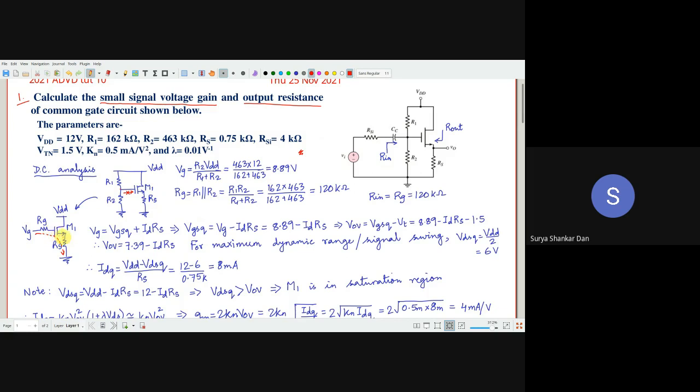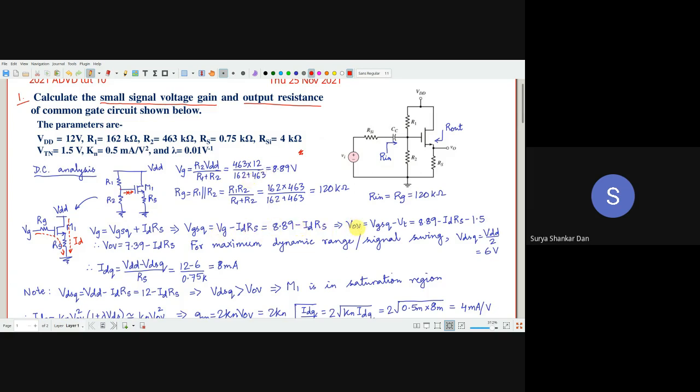So there will be VGS here. I am putting a subscript Q to indicate that it is the quiescent point or the DC operating point. So Vg will be equal to VGSQ plus ID into RS. Okay, so ID is the current which is flowing through the load. Okay, so ID into RS. So VGSQ will be equal to Vg minus IDRS. Vg we already know, 8.89, minus IDRS.